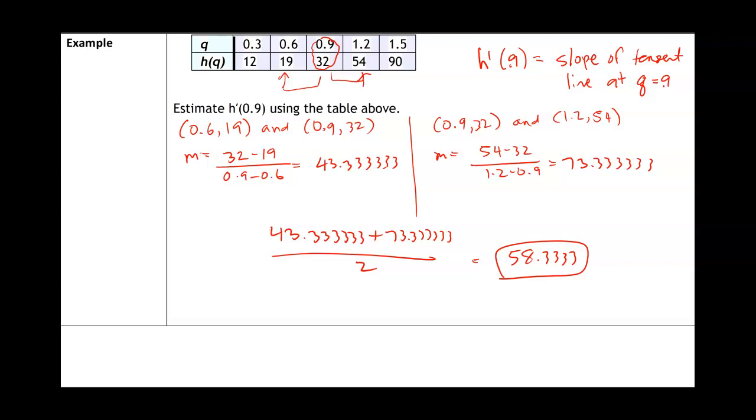So essentially what's going on is you have some curve, right? You have this point here, which is (0.9, 32). To the left of it, you have this point, which is (0.6, 19). To the right of it, we have (1.2, 54). So we find the slope between these two points, we find the slope between these two points, and then we average those out to estimate the slope of the tangent line, which is going to be this thing right there.